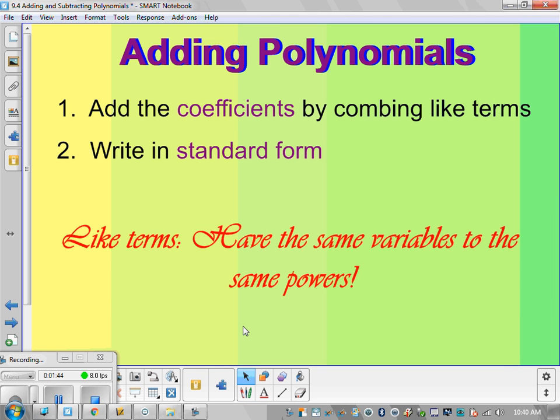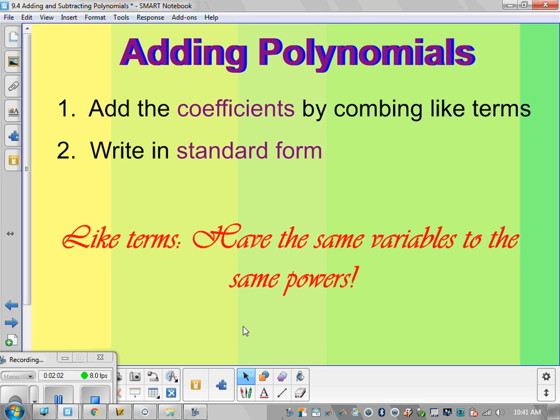Okay, we're going to start with some basics with adding polynomials. The rules are basic. Number 1, you add the coefficients by combining like terms. Make sure your final answer is written in standard form, meaning the term with the biggest exponent comes first.